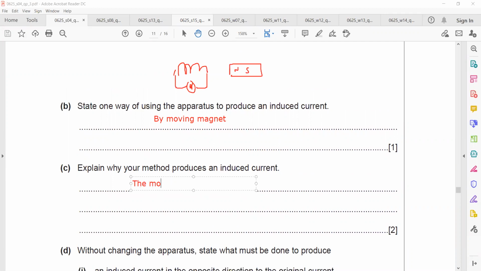The movement of the magnet produces a change in the magnetic field, which induces EMF. So the movement of the magnet produces a change in the magnetic field which induces EMF.